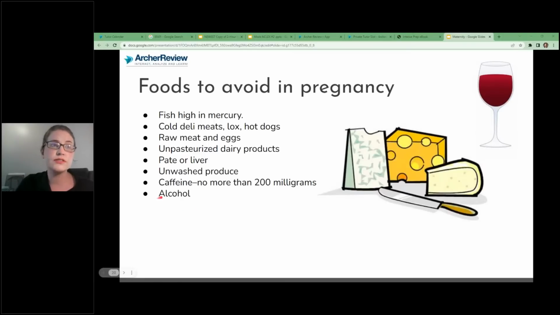And of course, alcohol is a no-no. Alcohol at high doses is known to cause fetal alcohol syndrome, and that can cause multiple issues. It can cause facial deformities, growth issues of the bone and joints, vision and hearing problems, and very commonly it causes learning disabilities as well.